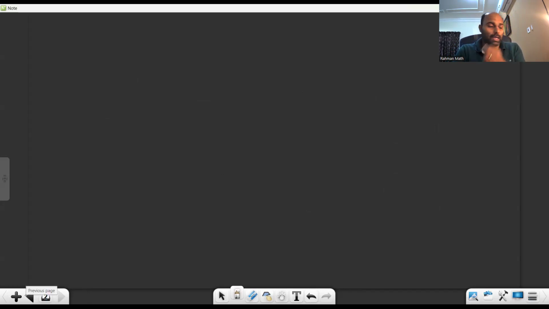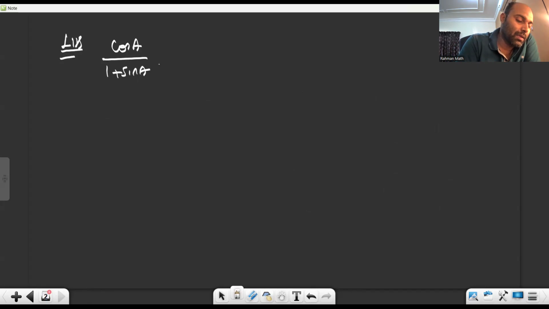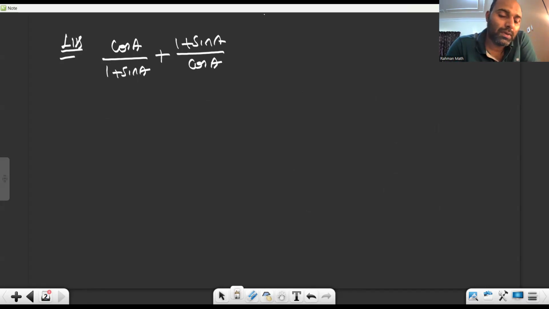First question, please rewrite LHS. Cos A by 1 plus sine A plus 1 plus sine A by cos A. It is already in terms of sine and cos, so you need not convert. The three techniques I told you: convert in terms of sine and cos, any cross multiplication, and any common term you can take outside. But in this case, already in terms of sine and cos, only cross multiplication possibility.